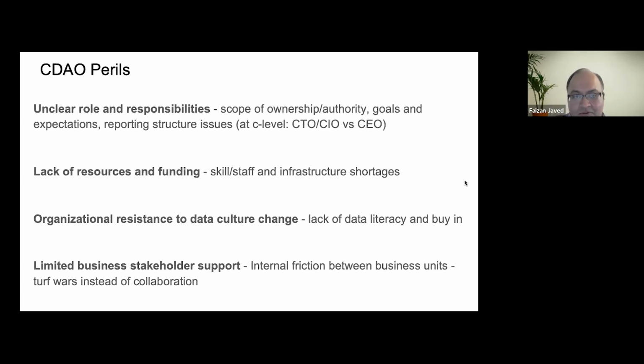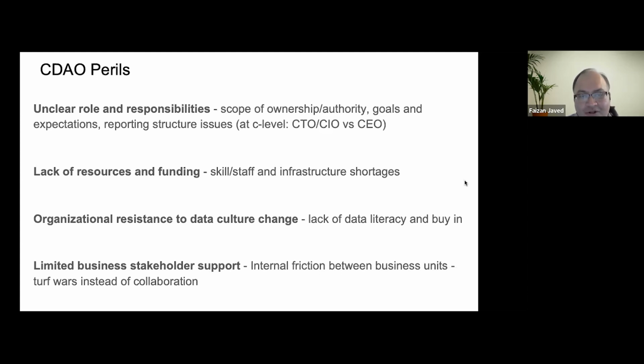The other issue is the reporting structure can sometimes be an issue, right? Sometimes a CDO or a CDAO may not be at the executive level. So it depends on the organization, right? If you're reporting to a CTO or a CIO, there might be some internal conflicts. You might not have the proper level of funding. So it can vary from organization to organization, right?